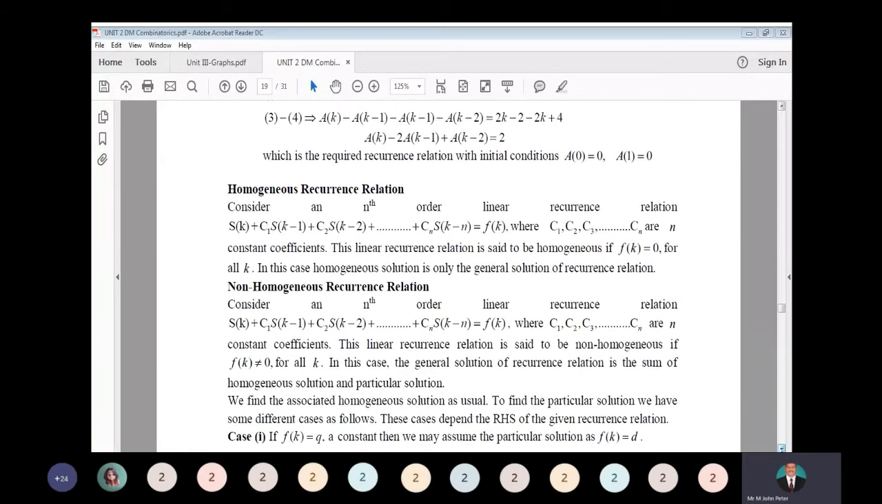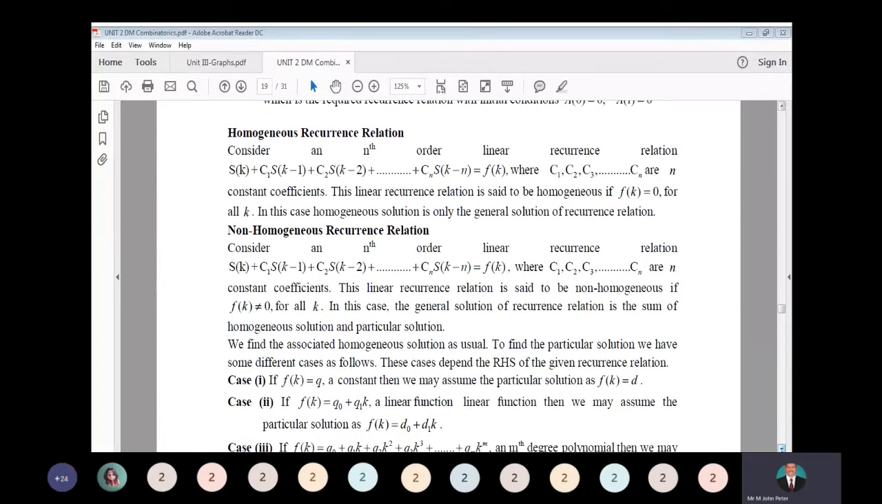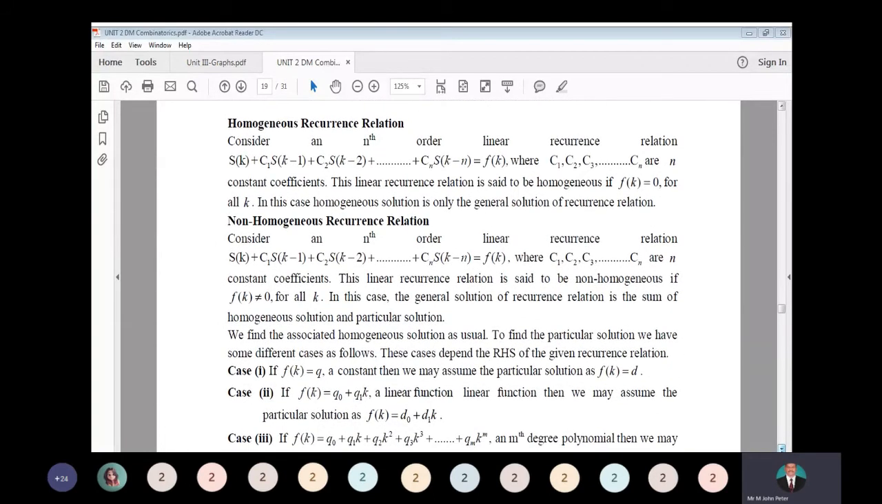So the homogeneous recurrence relation and the solution we are going to see. Consider an nth order linear recurrence relation s of k plus c1 into s of k minus 1 plus c2 into s of k minus 2 plus and so on cn into s of k minus n, that's equal to f of k, where c1, c2, c3 and so on cn are n constant coefficients. This linear recurrence relation is said to be homogeneous if f of k equal to 0 for all k. In this case, the homogeneous solution is the only general solution of the recurrence relation.